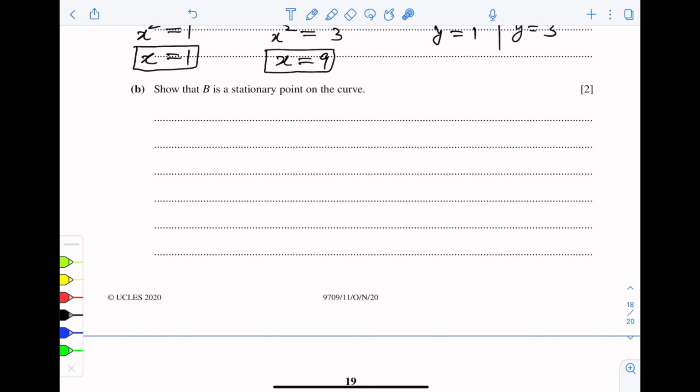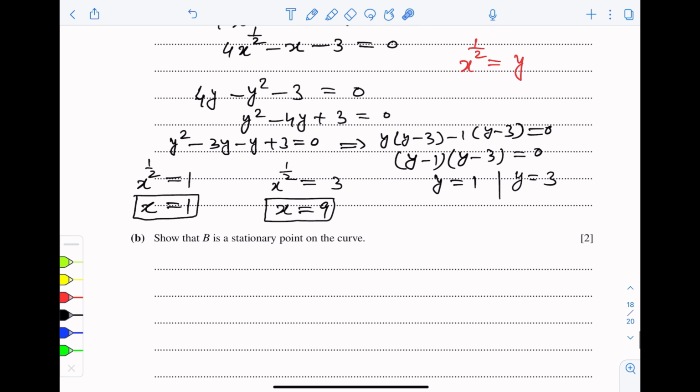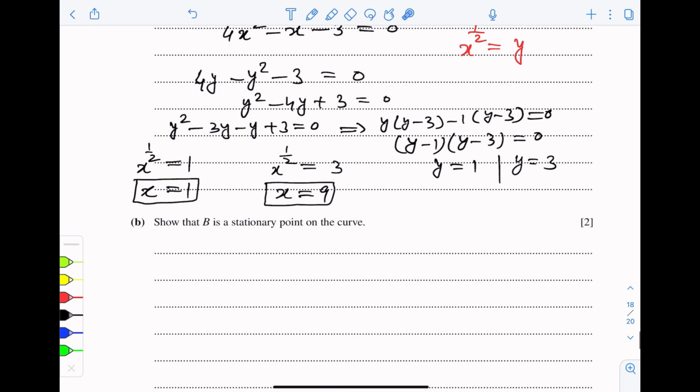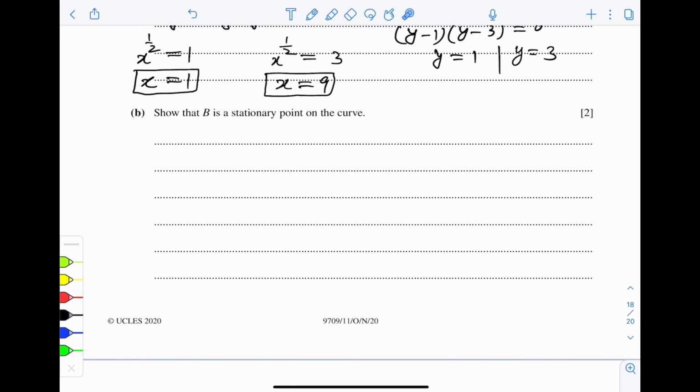is a stationary point on the curve. Now we have to show that B is a stationary point. Stationary point means this is a maximum point or minimum point. Clearly it will be a maximum point. For a stationary point the gradient will be 0. So first we will find the gradient.